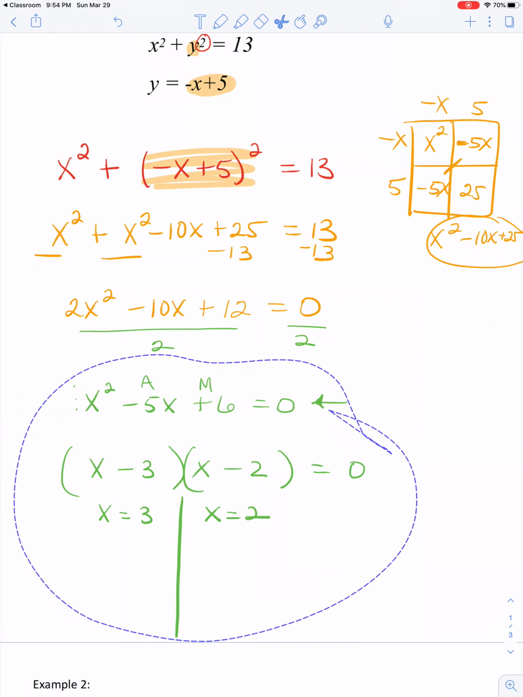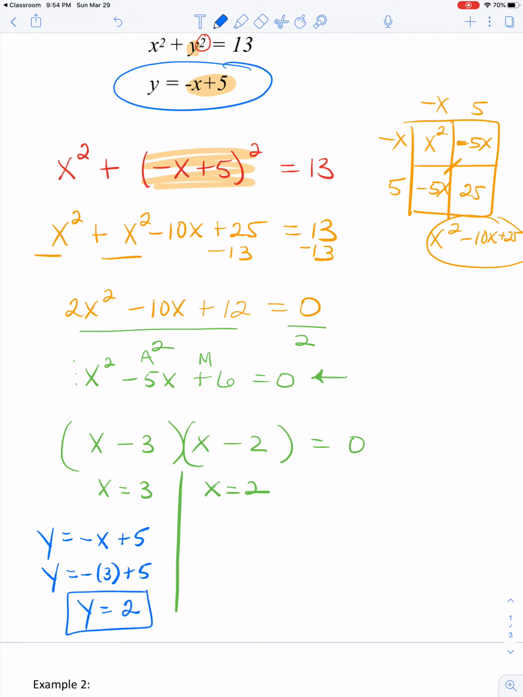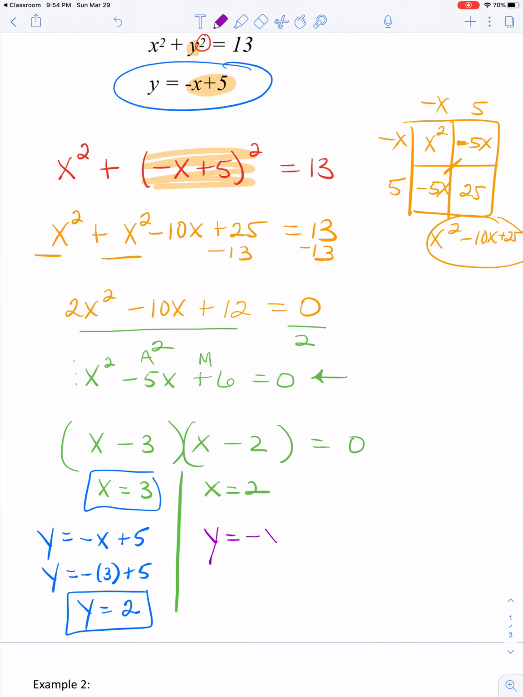I originally did that to move things up because for each of these x values, I now need to solve for y. So I'm going to go back up and use that linear equation, y equals negative x plus 5, but I'm going to replace the x with 3, and here negative 3 plus 5 will be positive 2. So our first solution is when x is 3, y is 2. And now my other solution, I'll plug in to y equals negative x plus 5. I'm going to plug in 2 for x and get that y is equal to positive 3. So when x is 2, y is 3.